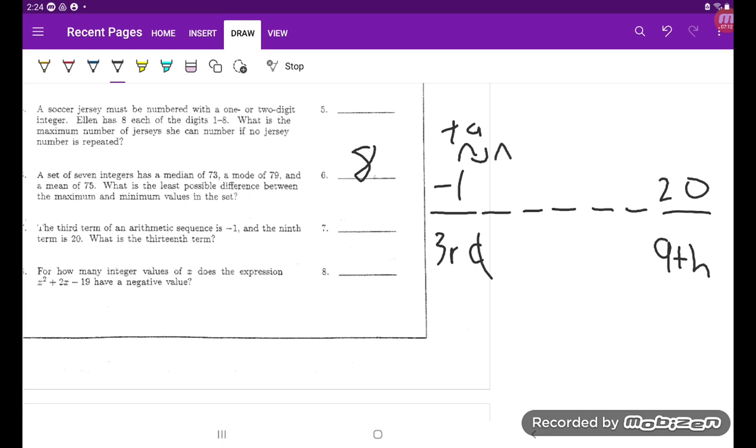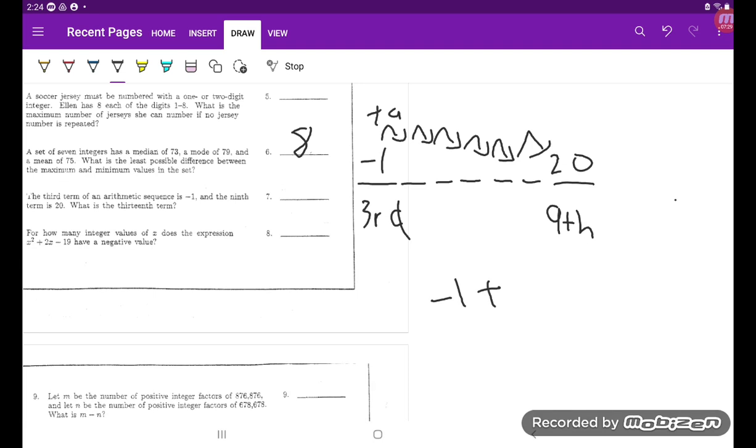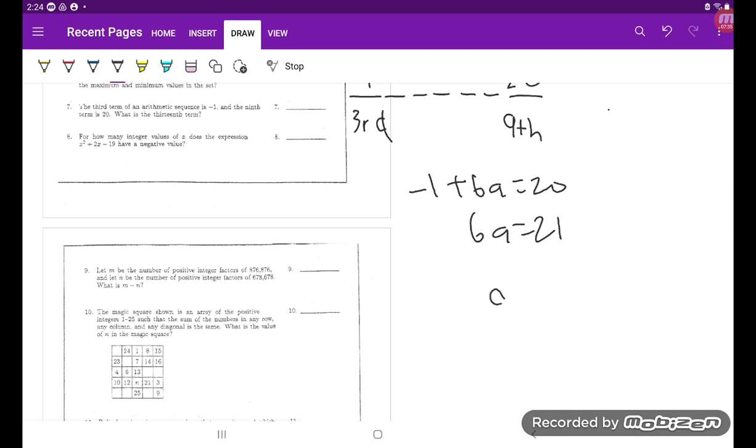How many times? 1, 2, 3, 4, 5, 6, 7. I mean 6. Yeah. 1, 2, 3, 4, 5, 6. So add it 6 times. So -1 plus 6a should be 20, and then 6a should be 21, and then a should be equal to 21 over 6, which is just 7 over 2.